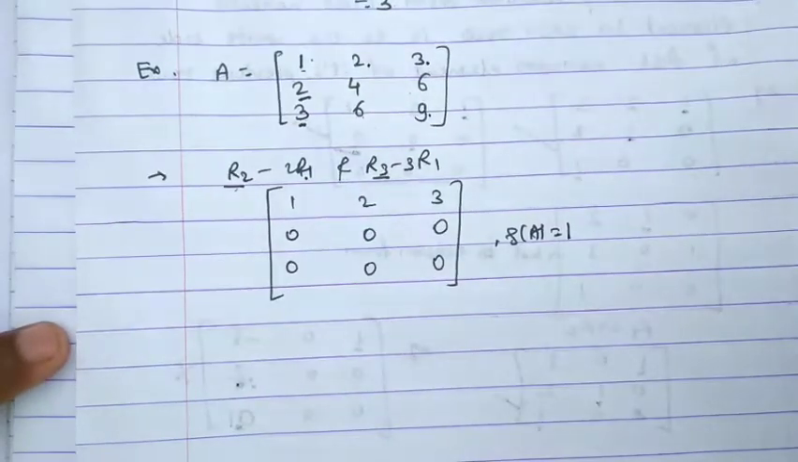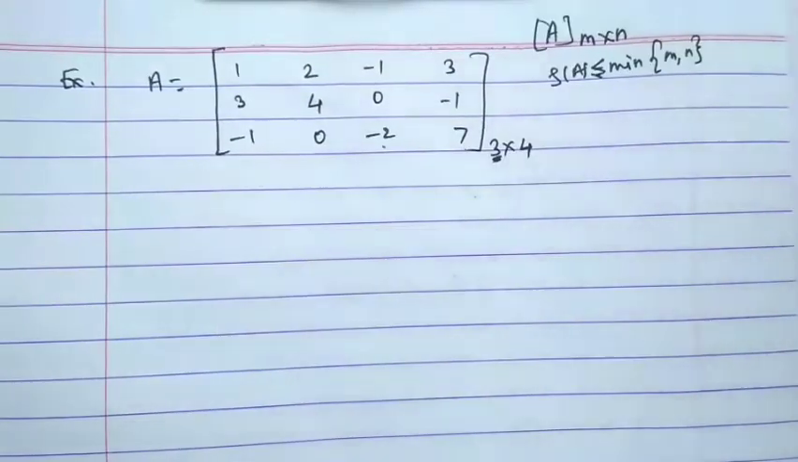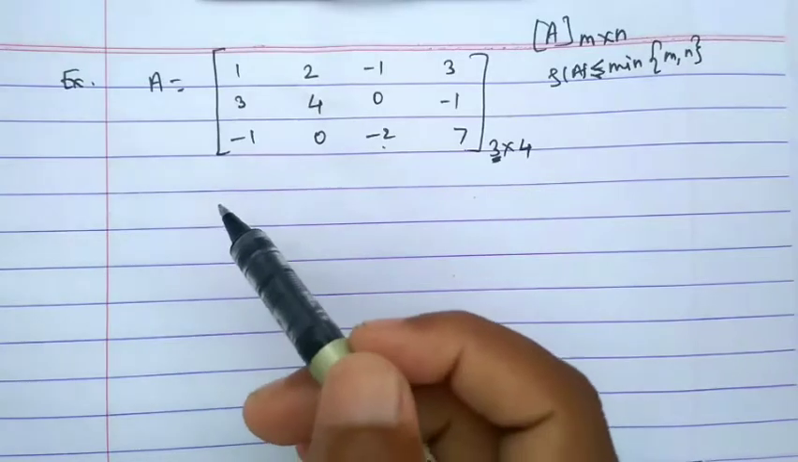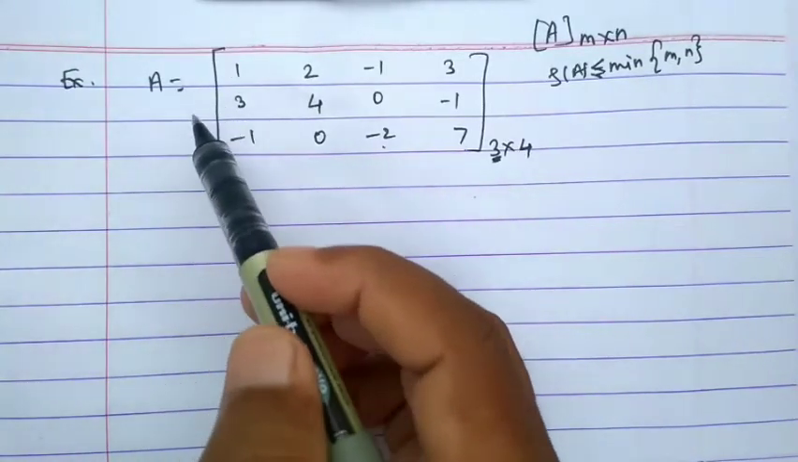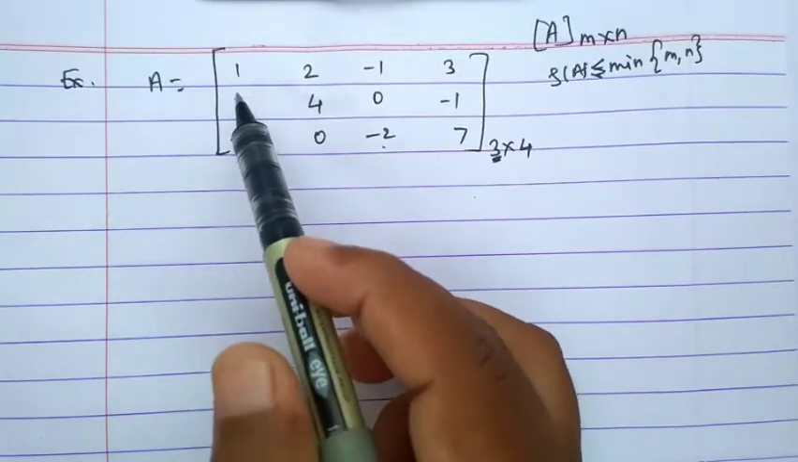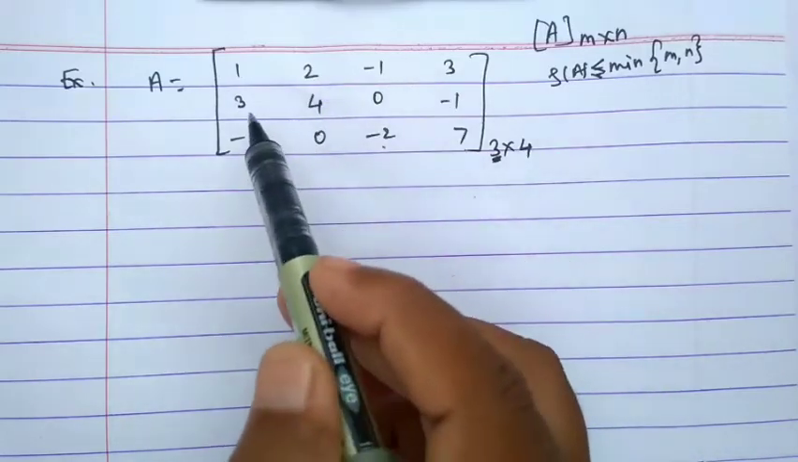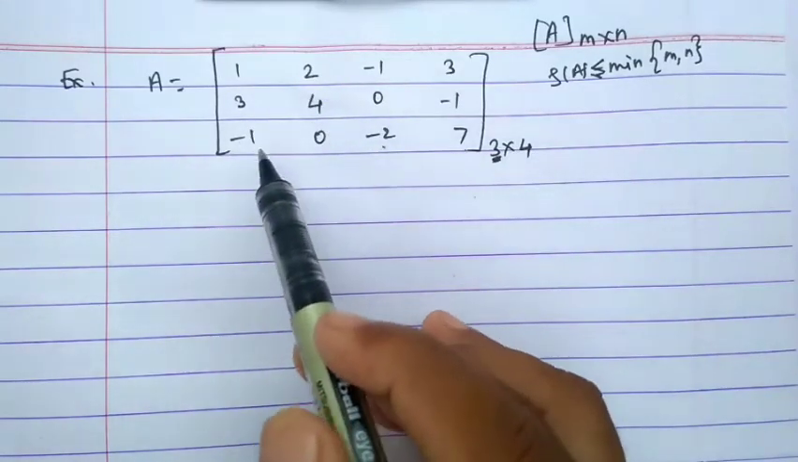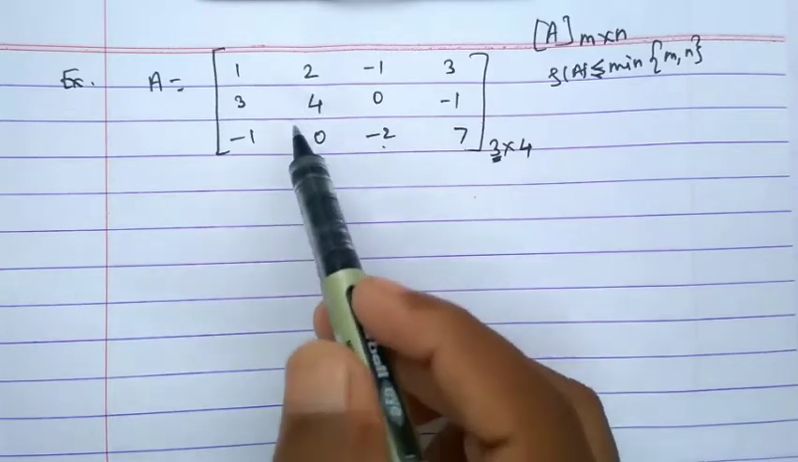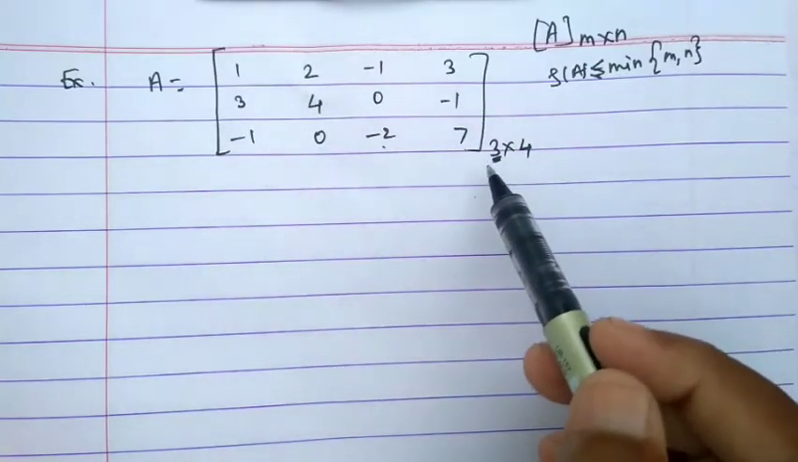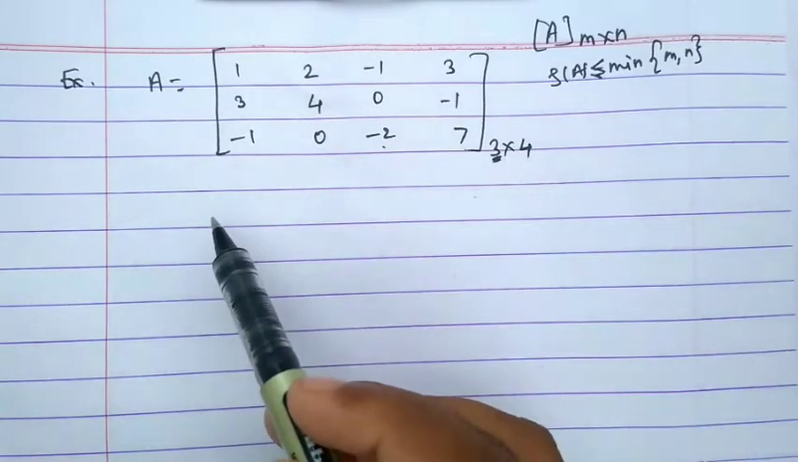Let us take another example. Now consider a matrix. Matrix A is equal to first row 1 2 minus 1 3, second row 3 4 0 minus 1, third row minus 1 0 minus 2 7. This matrix is of order 3 cross 4.